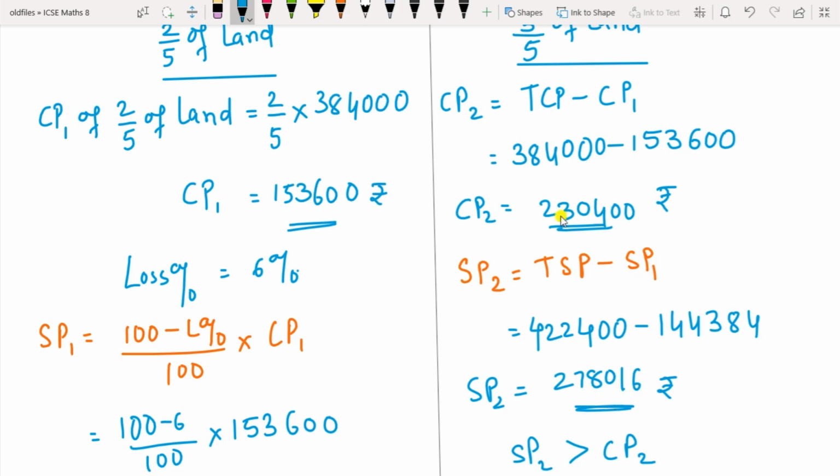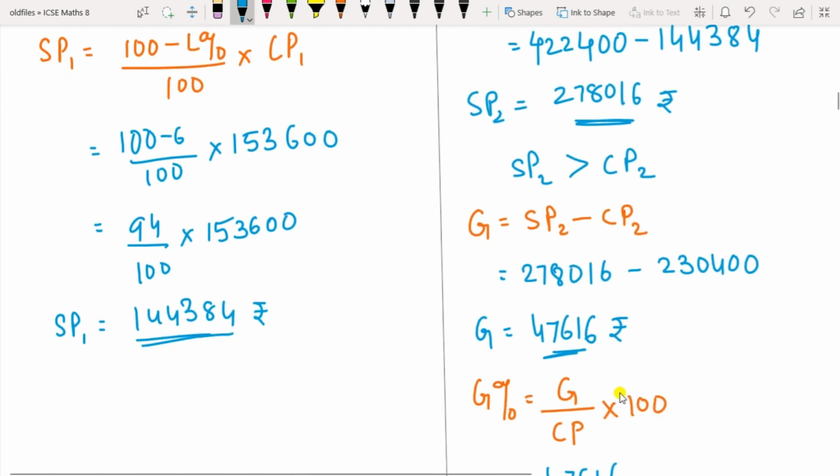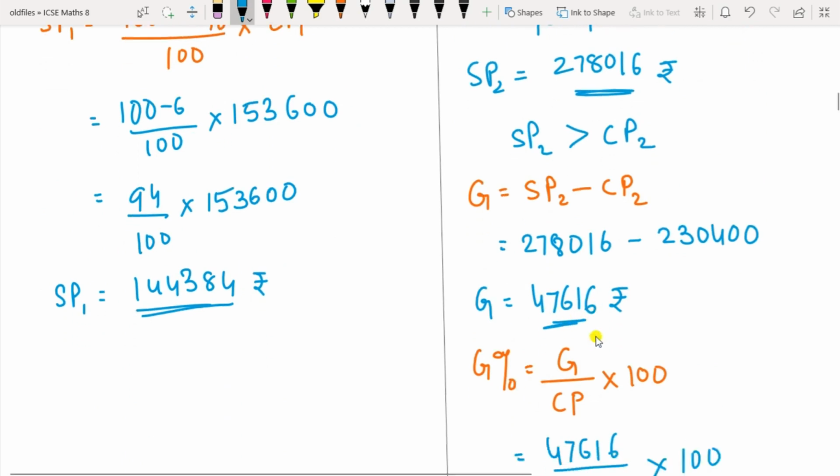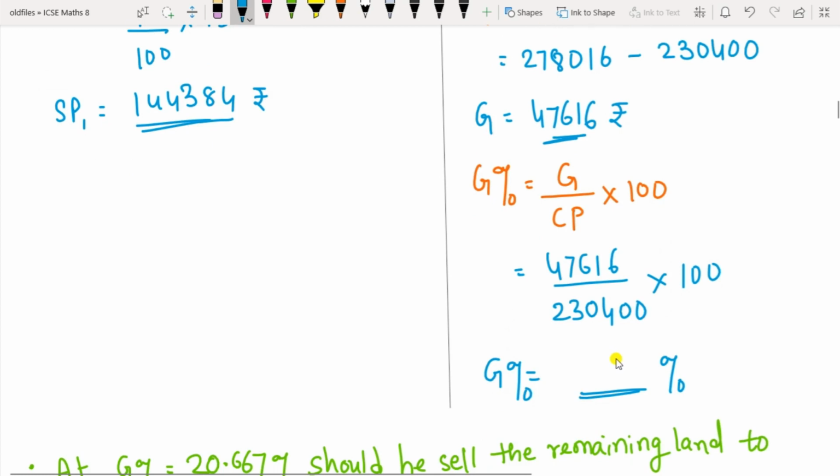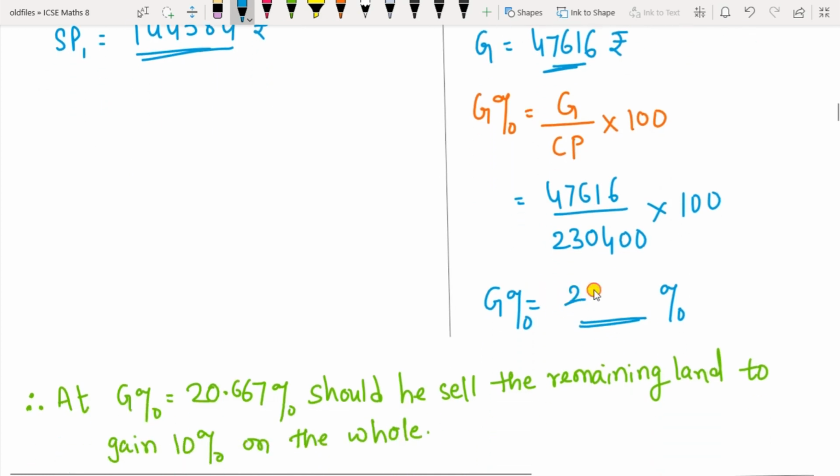Now compare these two quantities, CP2 and SP2. You can see SP2 is greater here, so it is gain. The gain is 47616, and therefore you have to find the gain percent. After solving this, you will find the gain percent as 20.6666, so you write 20.667, or in mixed fraction you can write it as 20 whole 2 by 3 percent. So at 20 whole 2 by 3 percent or 20.667 percent, he should sell the remaining land to gain 10% on the whole.